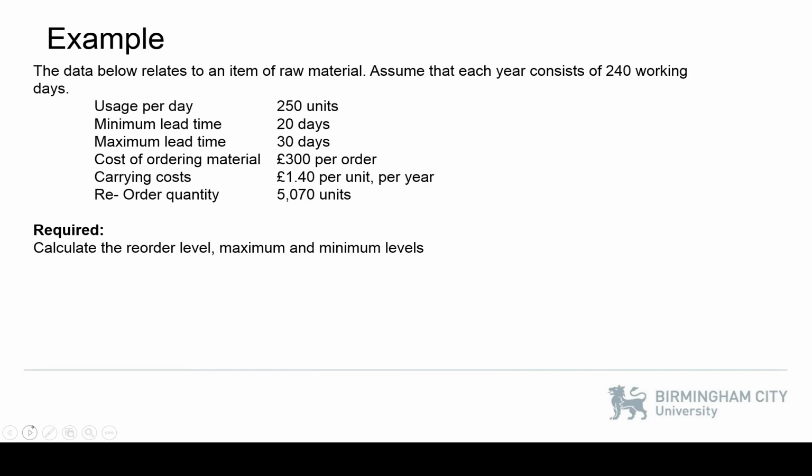So here we have some data that relates just to one item of a raw material. We're given the usage per day, 250 units, minimum lead time, maximum lead time, the cost of ordering the material, carrying costs, which are the holding costs, and the reorder quantity. Now some of this information is not relevant yet, so what we need to do is just pick out what we need for the reorder level, the maximum and the minimum levels. So we need to know usage, we need to know lead time, and we need to know the reorder quantity.